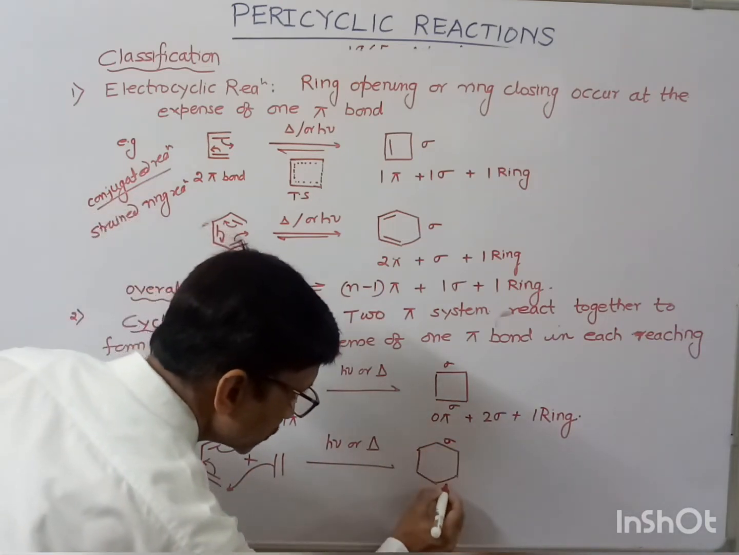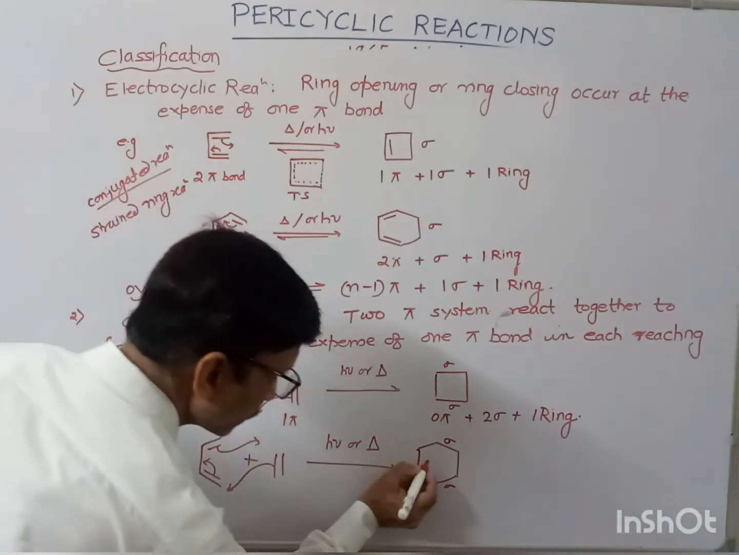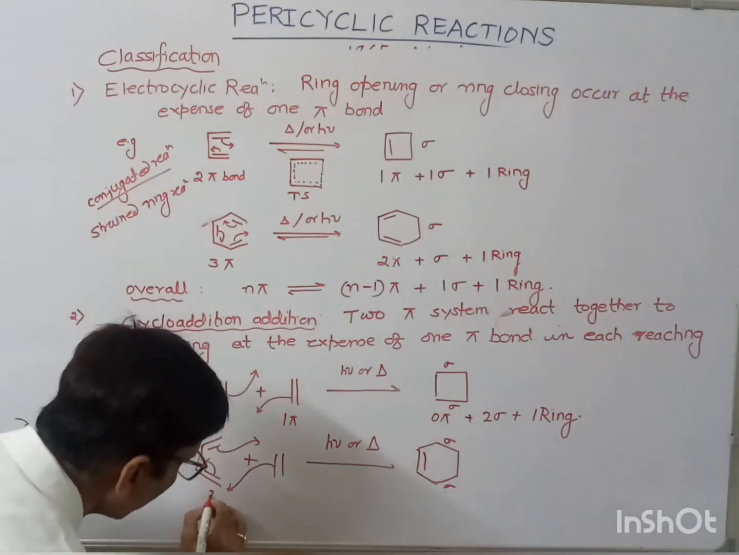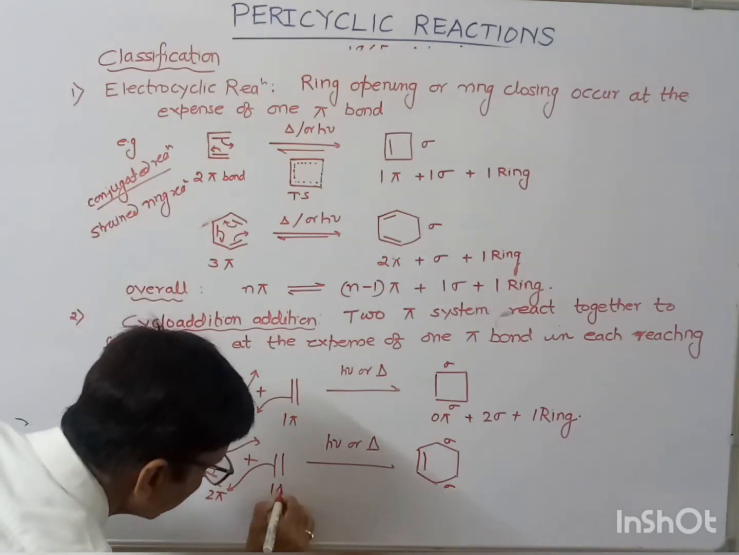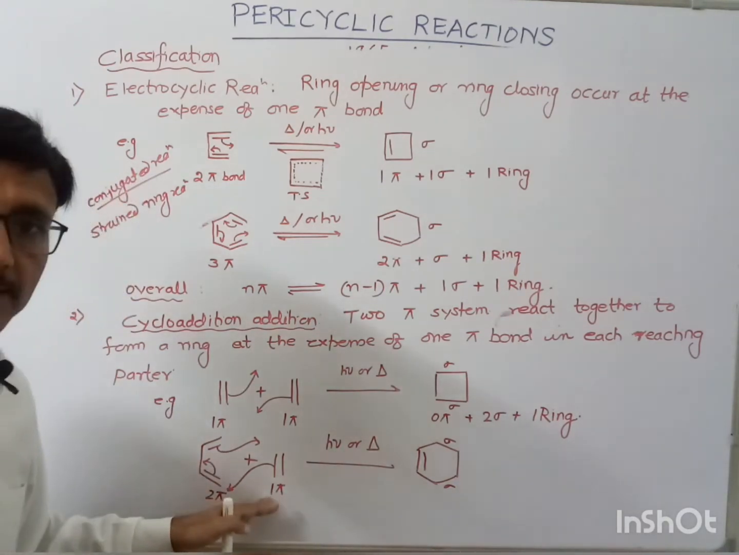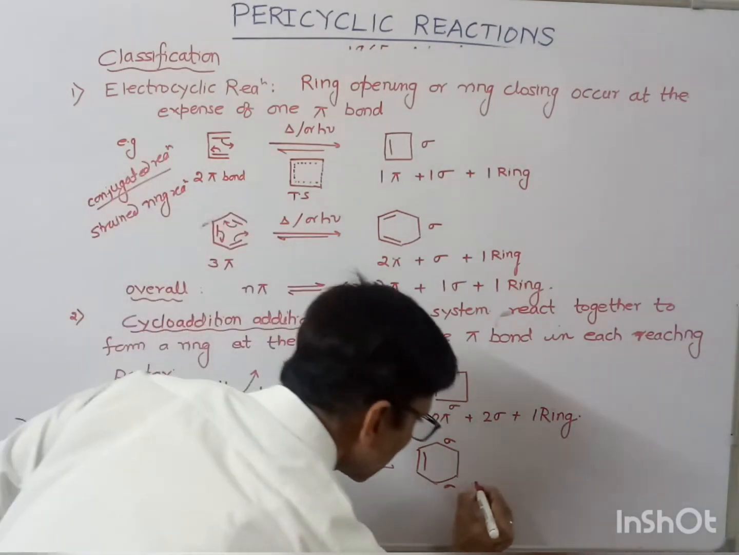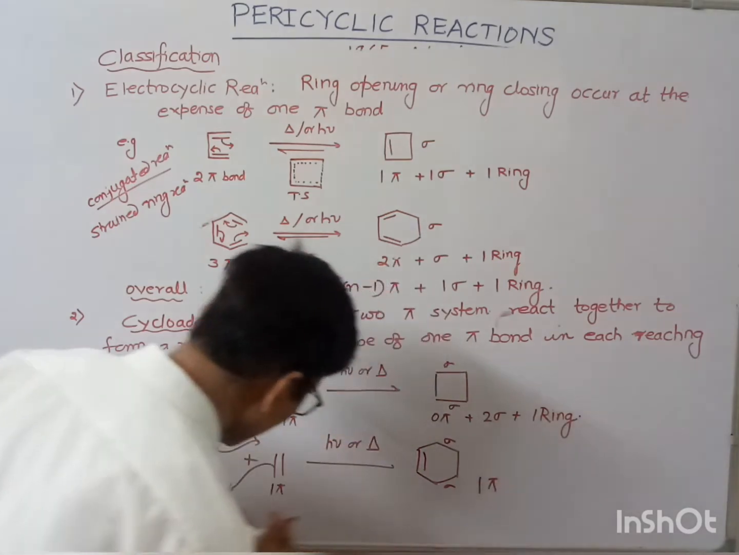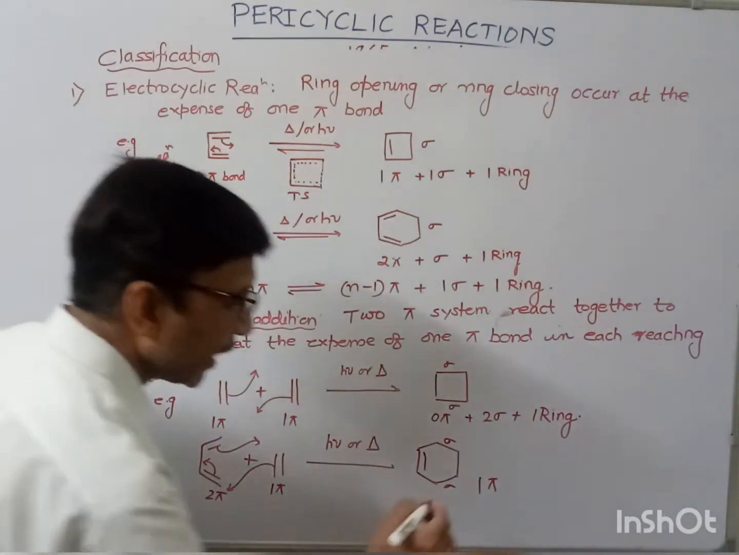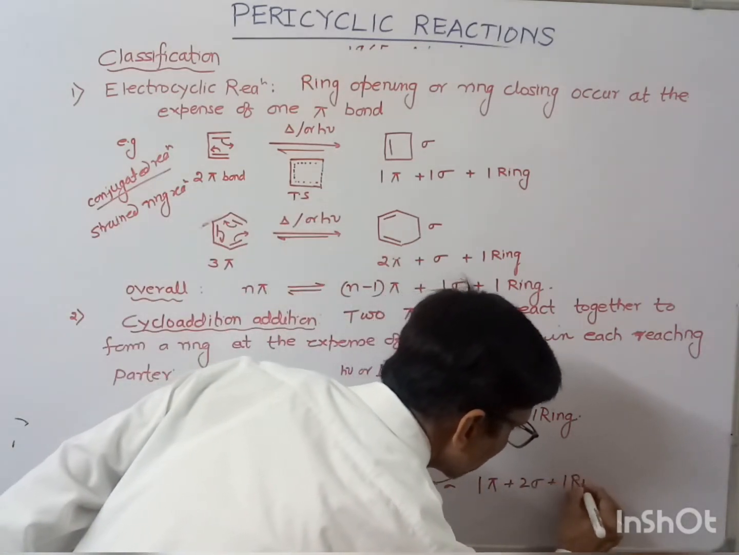These are the two new sigma bonds which are formed, okay, and one new pi bond is formed over here. So this contains two pi bonds, this contains one pi bond, and overall a total of 3 pi bonds are present in the reactants, whereas the number of pi bonds in the product is only one. So overall, the total number of pi bonds is decreased by 2, and 2 new sigma bonds plus 1 ring are formed.